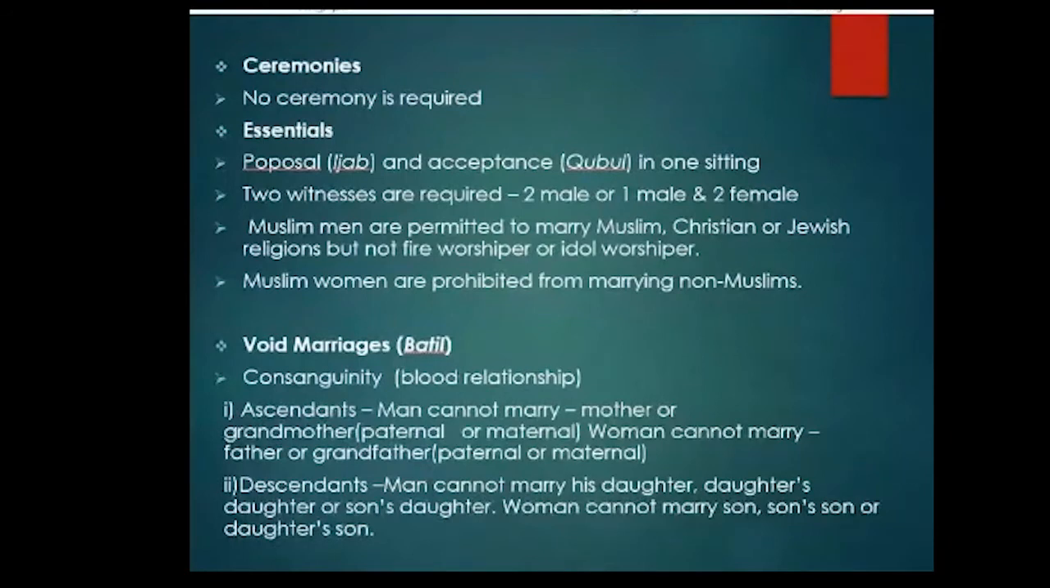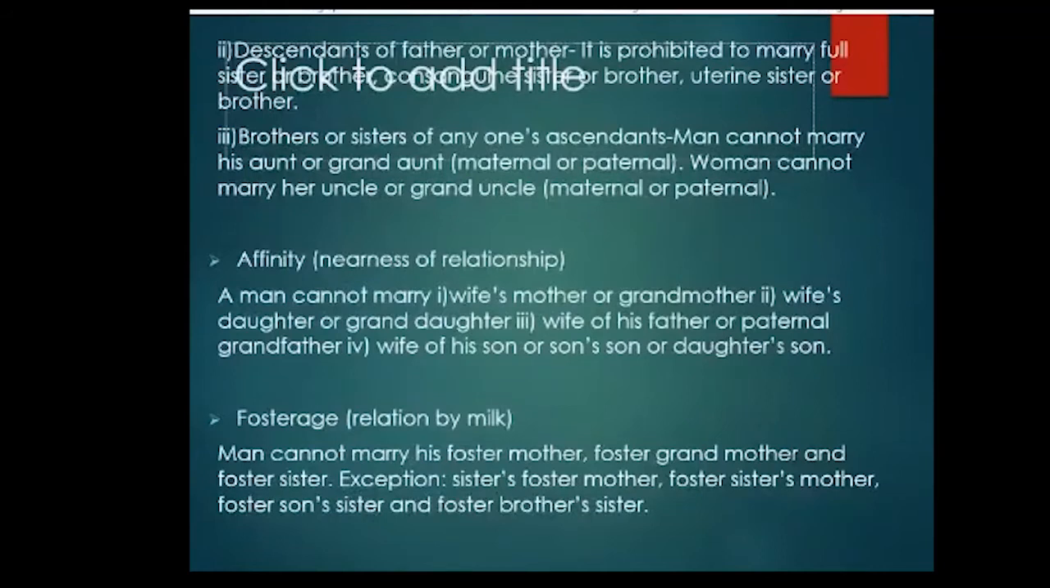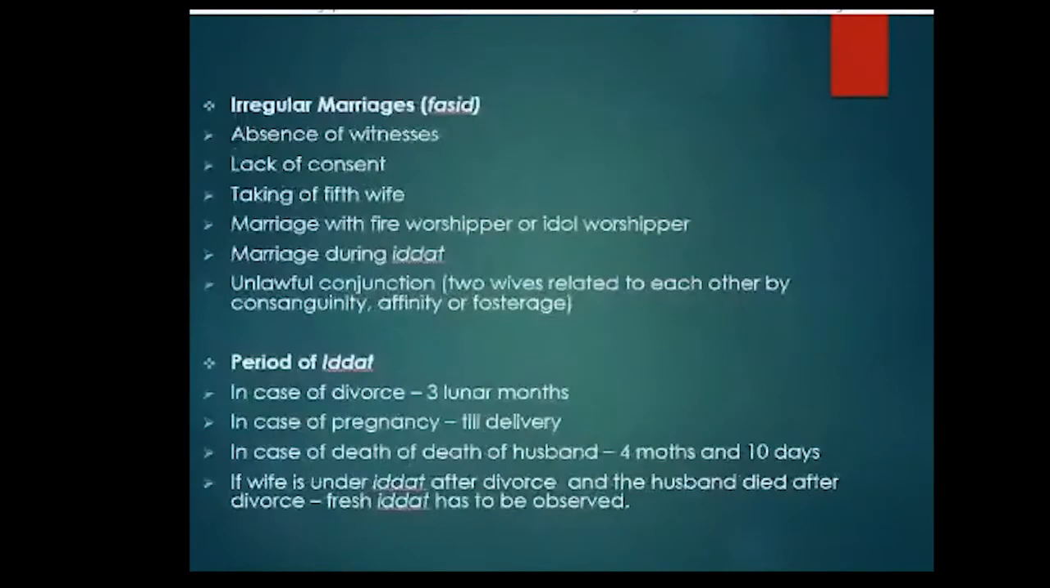A Muslim woman is totally and completely prohibited from marrying non-Muslims. Next, there is the period of iddat, which means, in case of divorce, 3 lunar months; in case of pregnancy, till delivery; and in case of death of the husband, 4 months and 10 days.